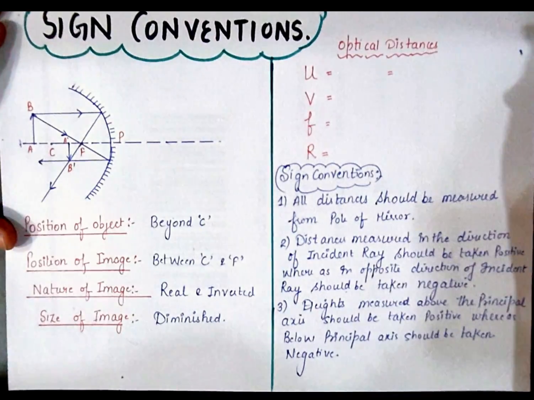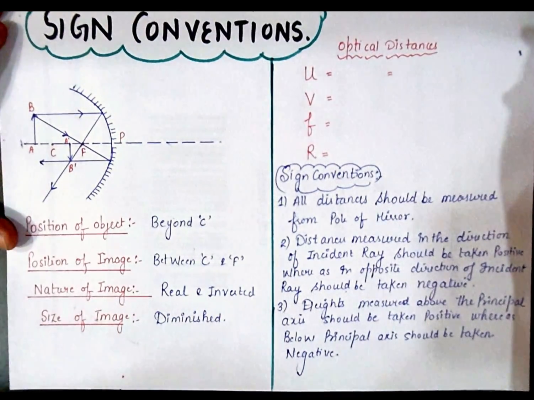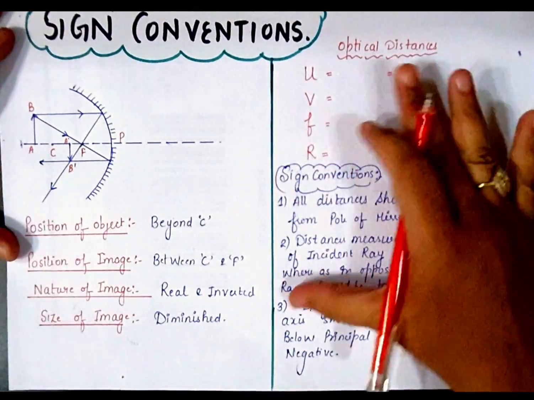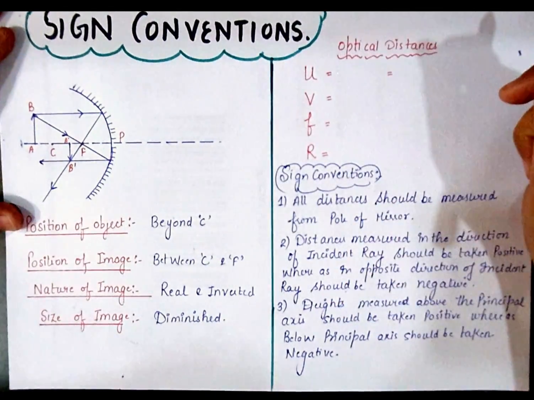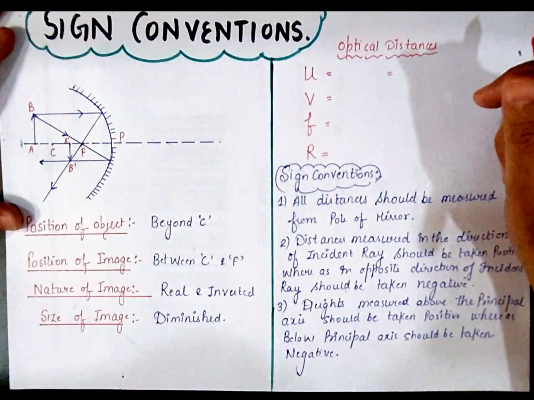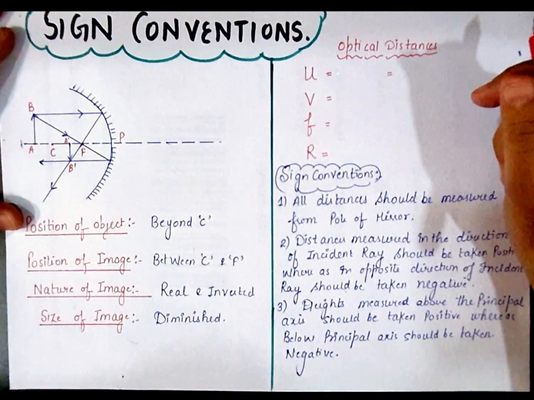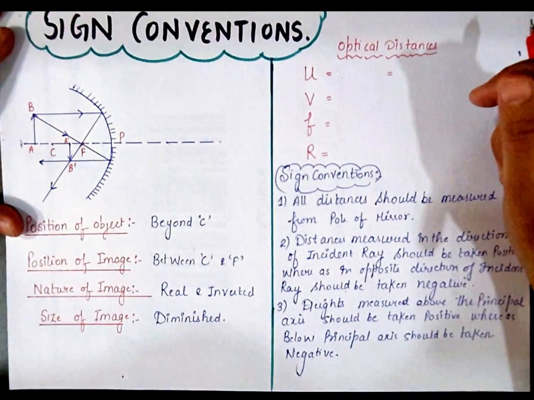Today I am going to teach you a very important topic of chapter 10, Light, that is the mirror equation. So students, before proceeding to the mirror equation, we need to first learn sign conventions. So let's start with the sign conventions. Here I have made a ray diagram for you. We can easily locate the different optical distances from this ray diagram. So let me tell you first the optical distances.